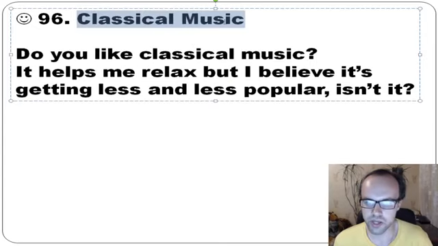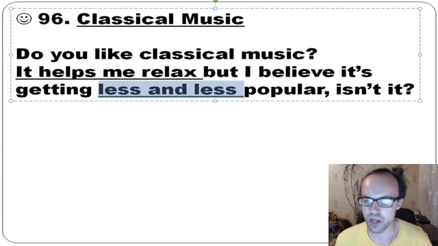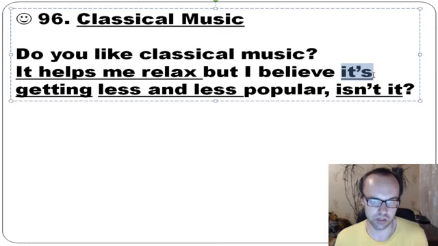Well, classical music. Do you like classical music? It helps me relax. But I think it's getting less and less popular, isn't it? So when you say less and less or more and more, you need to use present continuous, yeah? It's getting more and more popular. It's getting or becoming less and less popular. And then there is a tag question, isn't it? You need to form a negative form, the opposite one. So it's and isn't. This lesson is good, isn't it?